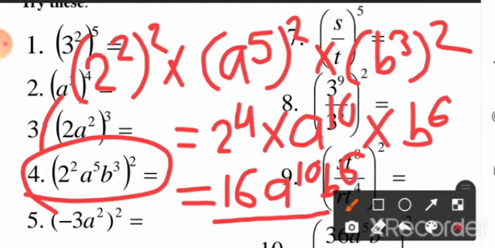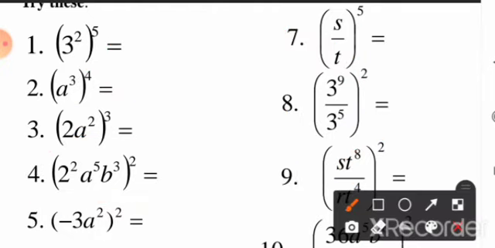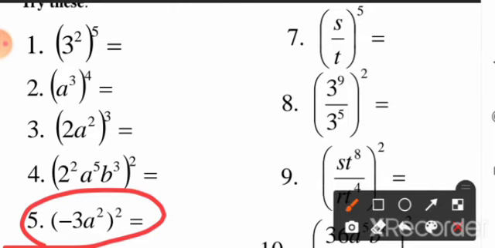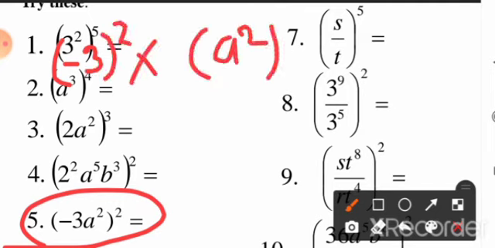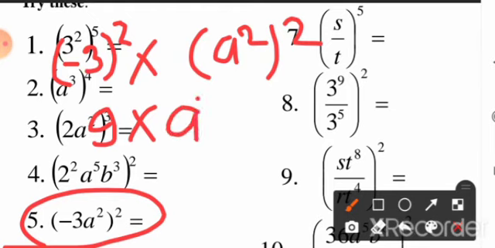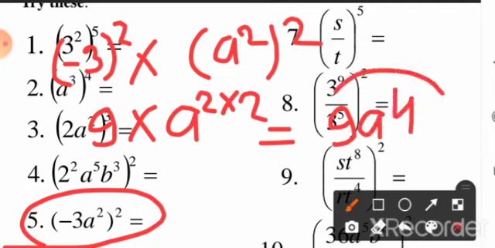Okay, now next question, question number 5. Minus 3 a power, whole power 2. So first write minus 3 power 2 into a power 2, whole power 2. So minus 3 power 2 is equal to 9, into a power 2, whole power 2, means a power 2 into 2. So you can write 9 a power 4. That's the answer, 9 a power 4. It's the solution of question number 5.